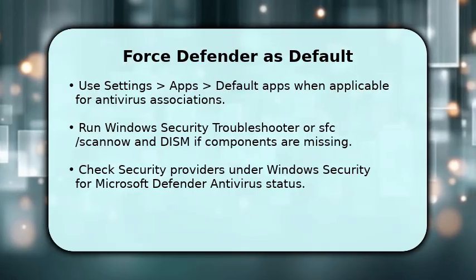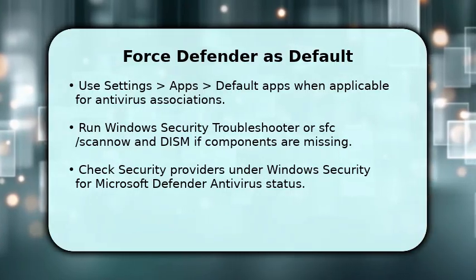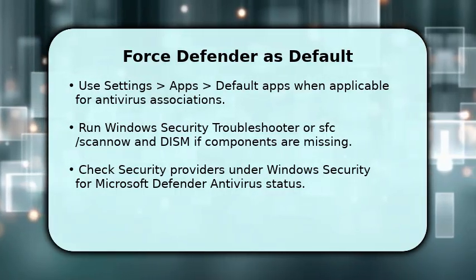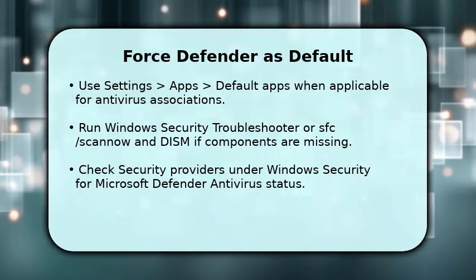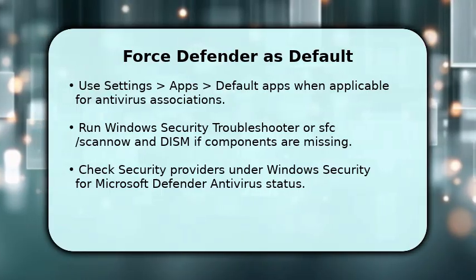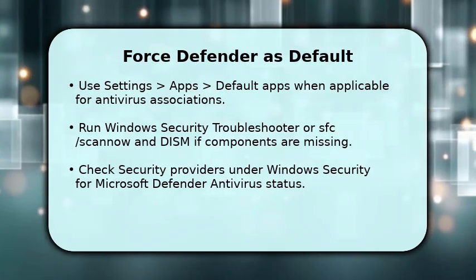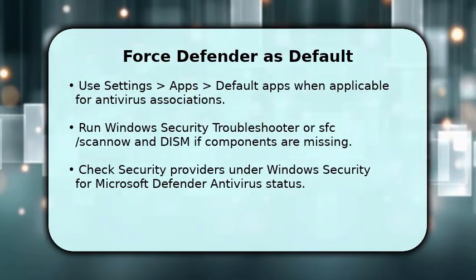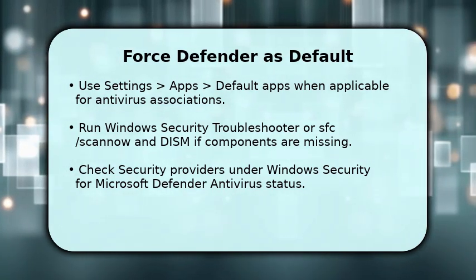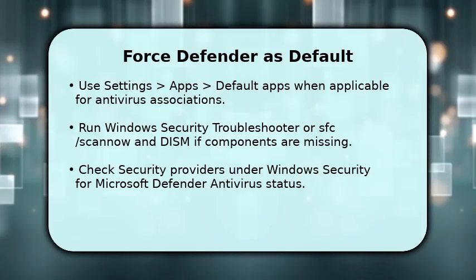Now you force Defender to take over by repairing and re-registering its components. Run System File Checker: open an elevated PowerShell or CMD, run sfc /scannow, then run dism /online /cleanup-image /restorehealth to fix corruption. Next, in Windows Security, check security providers. Confirm Microsoft Defender Antivirus is listed and active. If it's not, run the Windows Security Troubleshooter or reinstall the Microsoft Defender feature via optional features. These steps restore the service and ensure Defender becomes the system's default AV.